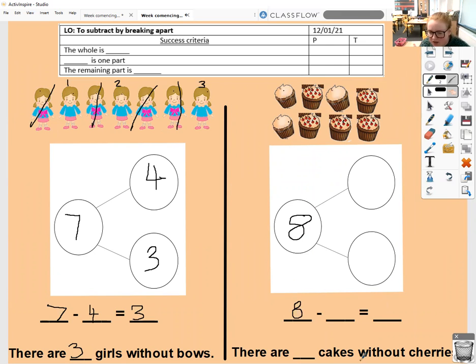I want to know how many cakes there are without cherries. So to find out how many without cherries, I need to count all the cakes with cherries. Let's count all the cakes with cherries for our first part. 1, 2, 3, 4, 5. There are 5 cakes with cherries. That is our first part. So our first part is 5. I want to know what the remaining part is. So how many cakes do we have left without cherries? There is 1, 2, 3. 3 cakes without cherries. 3 is my remaining part. There are 3 cakes without cherries.